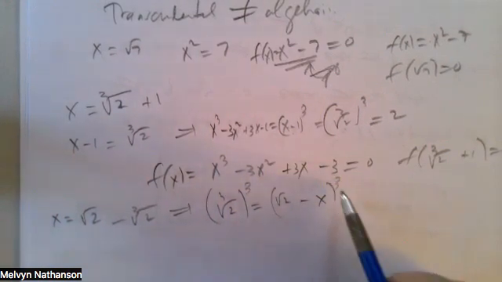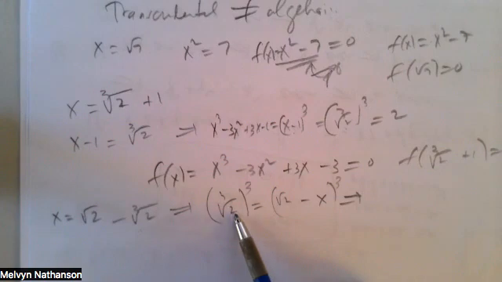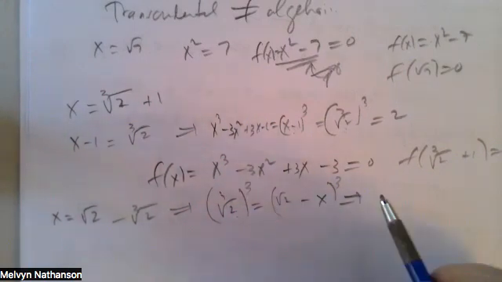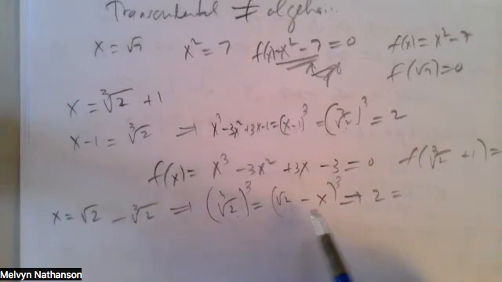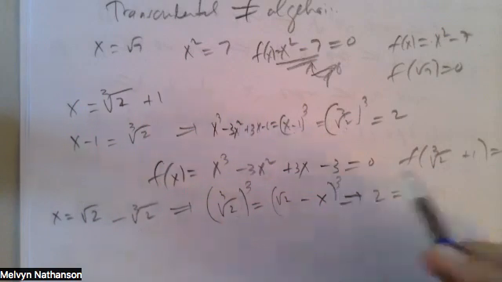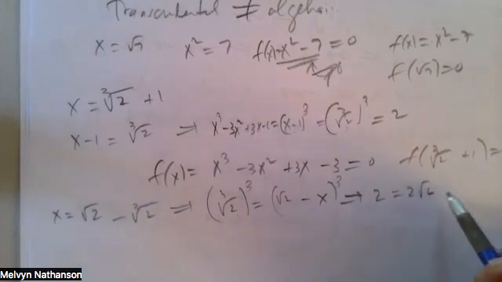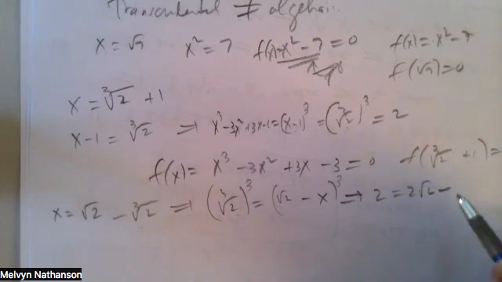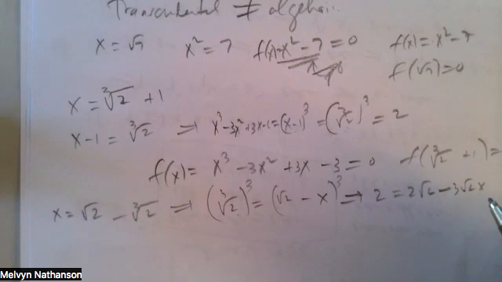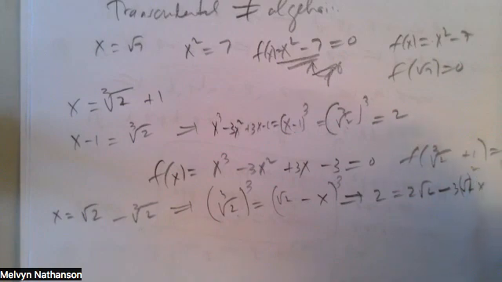And if I cube both sides, what do I get? On the left, cube root of 2 cubed is 2. And on the right, well, that's a little bit trickier. Just expand this. Root 2 cubed is 2 root 2, minus 3 root 2 squared x, plus 3 root 2 x squared minus x cubed.